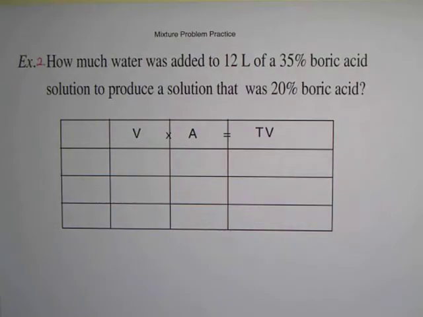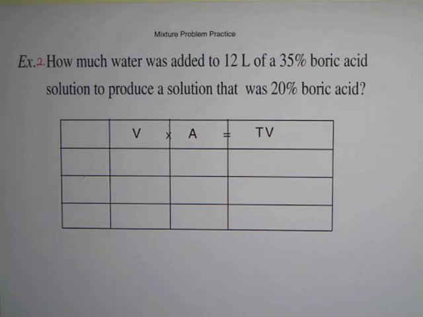Okay, here's another mixture problem. This is example 2, we'll call it. How much water was added to 12 liters of a 35% boric acid solution to produce a solution that was 20% boric acid? So now this is a dilution problem. We're going to dilute what we've got, make it a little bit thinner.